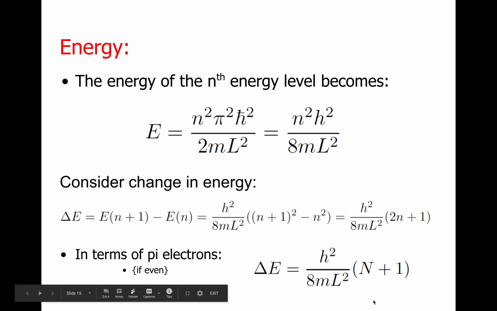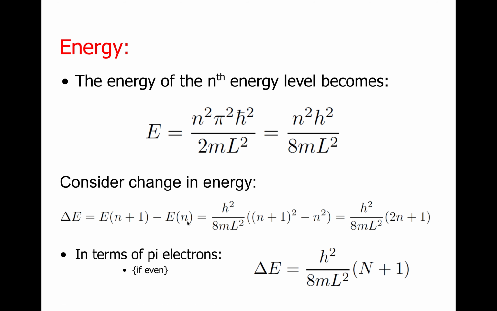So in terms of pi electrons, my delta E, my change in energy, is h squared over 8mL squared, times N, the number of pi electrons, plus 1. So in the manual, I give you the length of the system, and you can look up the mass of an electron and Planck's constant, okay? So based on the number of pi electrons, you can get the change in energy from the nth energy level to the n plus 1 energy level, the HOMO-LUMO gap.